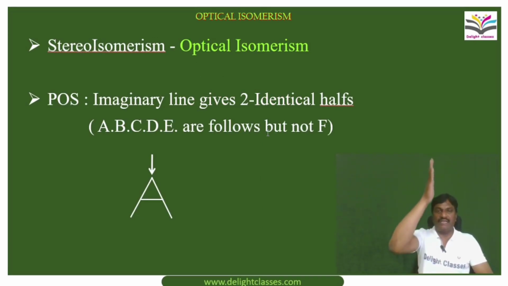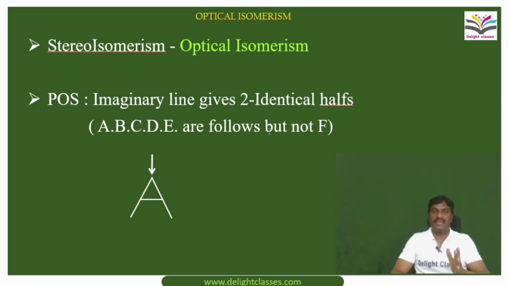If I draw a vertical line, the A is going to break into two identical halves. Similarly, B, C, D, E. But F, there is no plane of symmetry. If there is no plane of symmetry, then it is optically active.